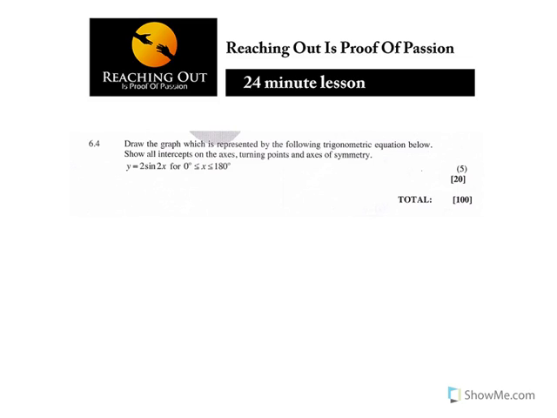Now we're looking at the last part of our question. As you can see now, the total is 100 marks, and we're now looking at the last question. It says, draw the graph which is represented by the following trigonometric equation below. Show all the intercepts with the axis, turning points, and the axis of symmetry. So you're given y is equal to 2 sine x.